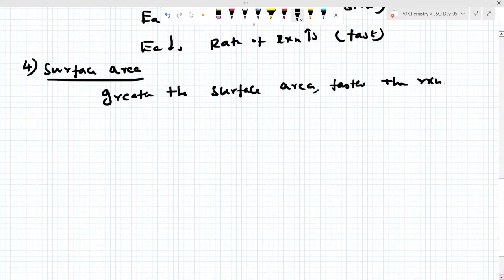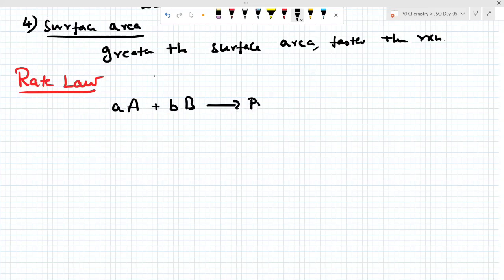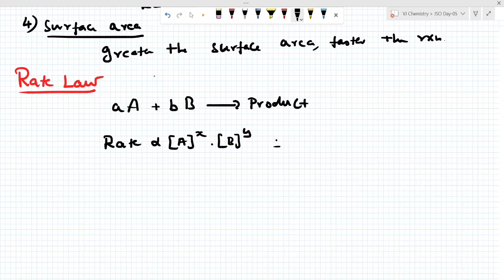Please note, the rate law. Most important. For example, a A plus b B gives product. Listen, capital A and capital B are the reactants, and small a and small b are the stoichiometric coefficients. Now I am going to write the rate. The rate is directly proportional to the concentration of A to the power x and the concentration of B to the power y. Therefore, the rate is equal to rate constant into [A]^x [B]^y.